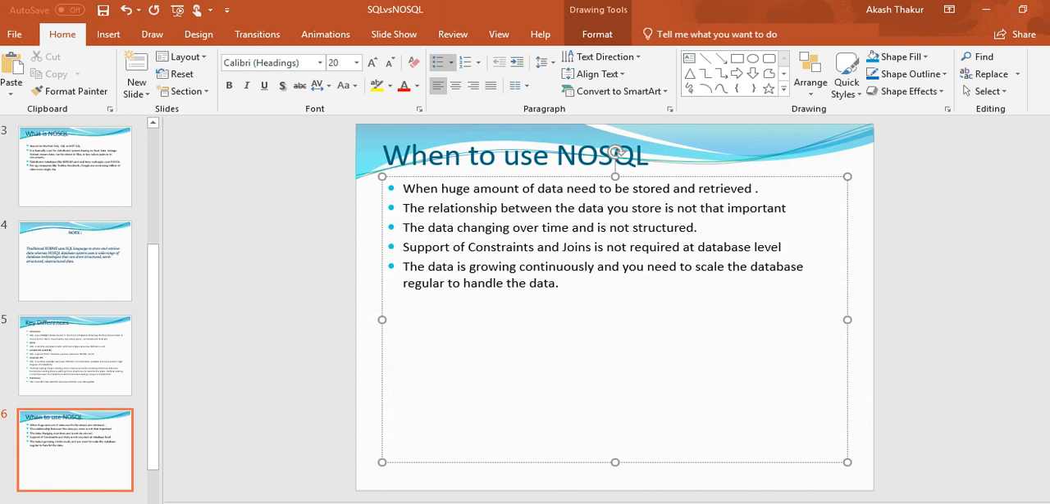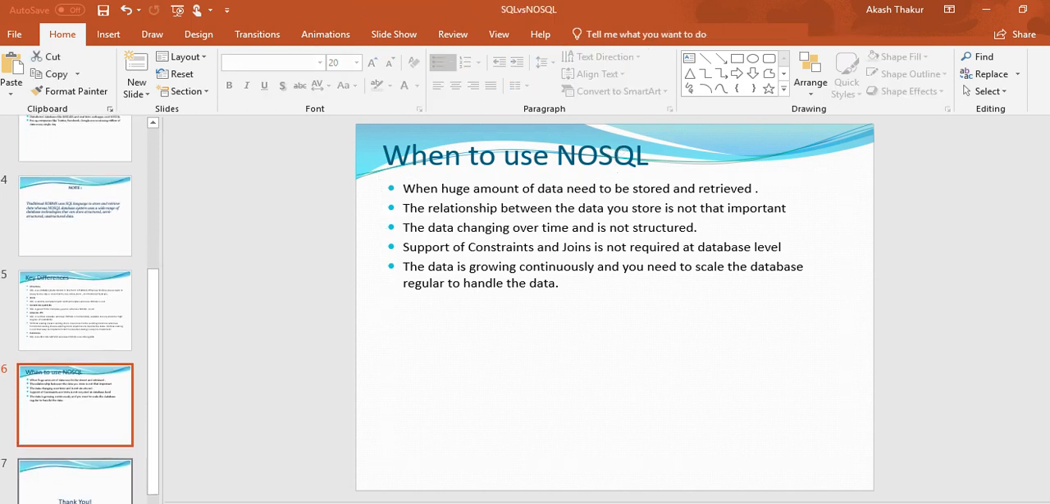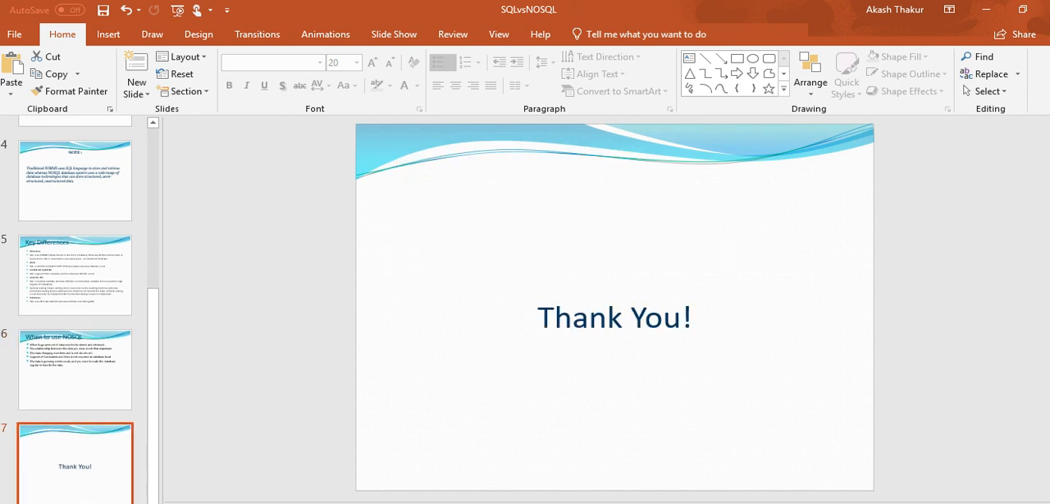You can choose a NoSQL database as compared to SQL. I hope you understand the key differences.